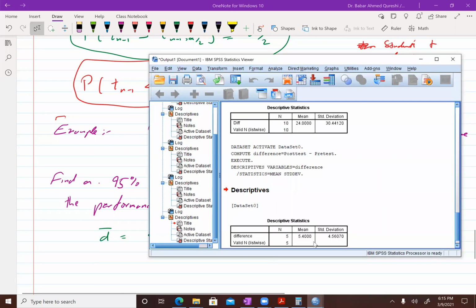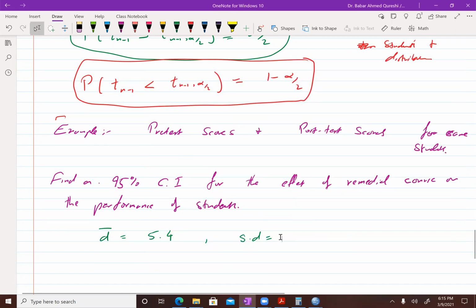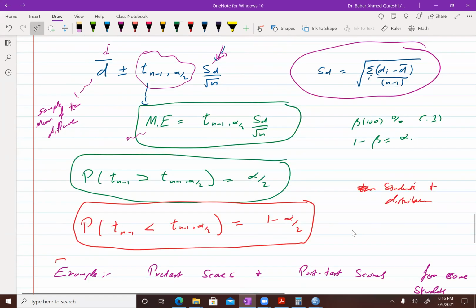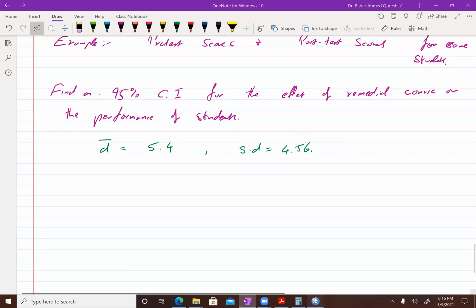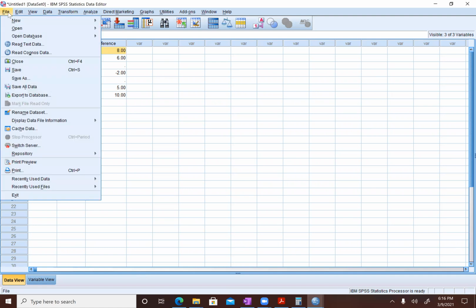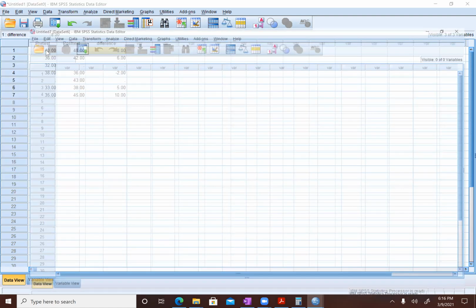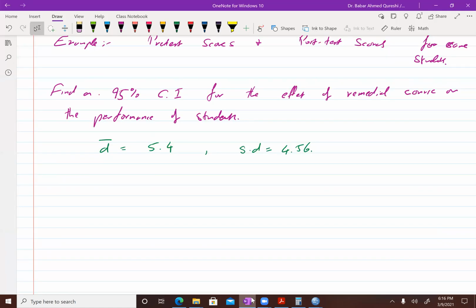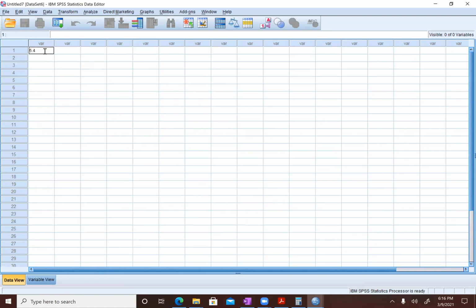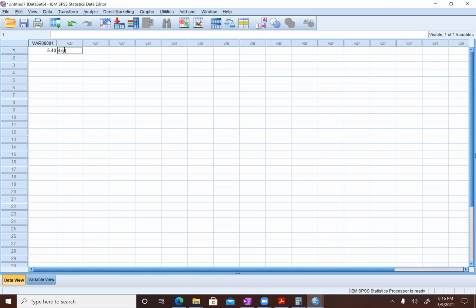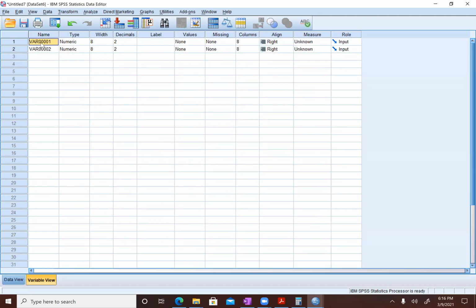And how much is that? It's 4.56. Now you have to put it in this formula. So for that, you need this critical value. Let me just create a new data file to store these numbers, 5.4 and 4.56. Let's give them names, mean and standard deviation.